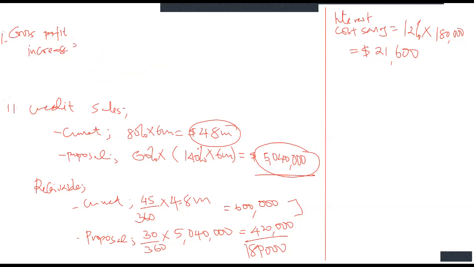So what we can do is determine what the gross profit is going to be. Let me just call proposal and current. Let's begin with the current. The current policy, the gross profit is 75% of total sales. 75% of the company's total sales, which is 6 million, gives us 4.5 million.